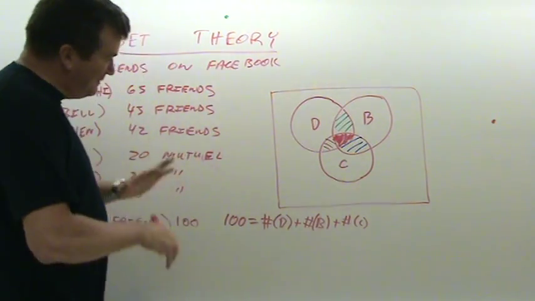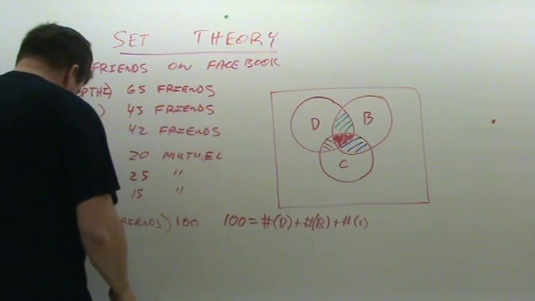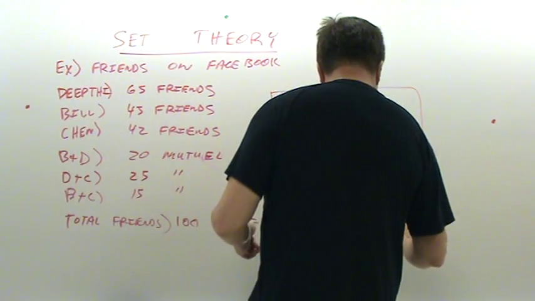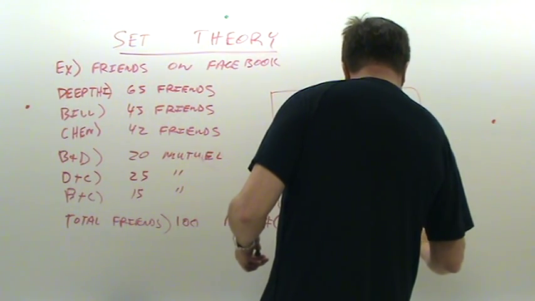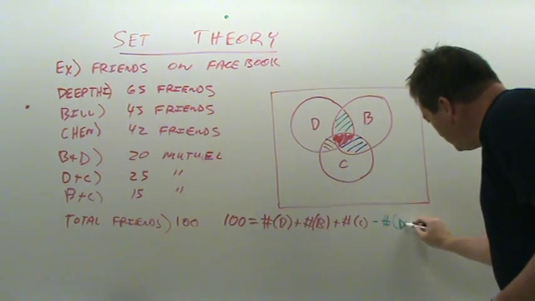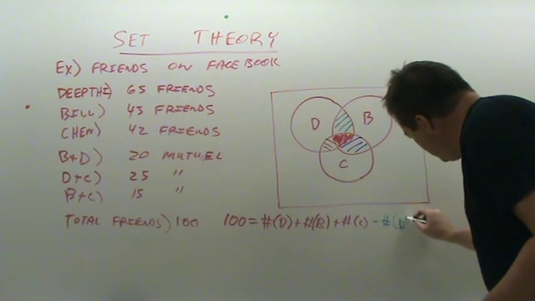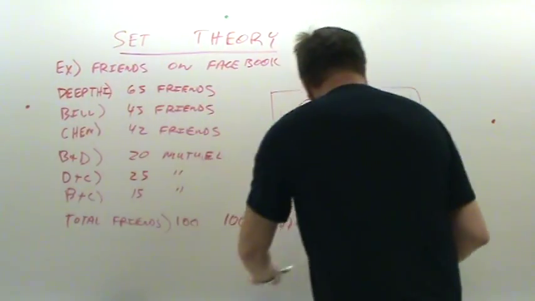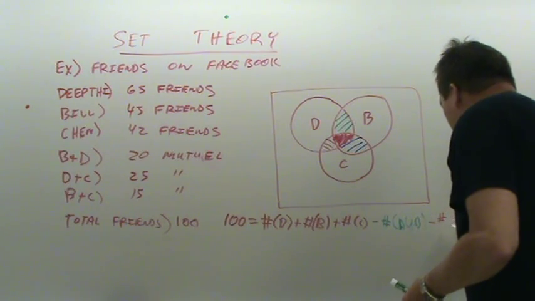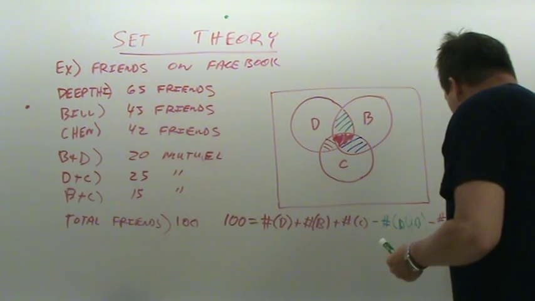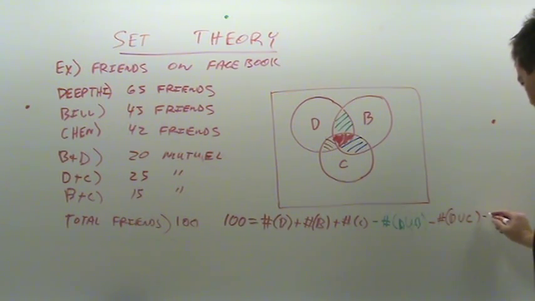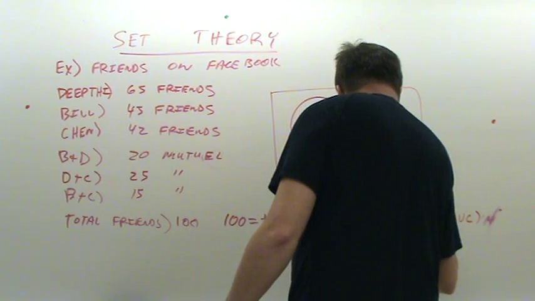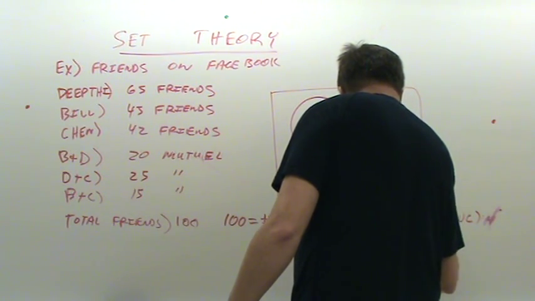So if we subtracted all the overcounts, if we said minus the number of people in D union B, minus the number of people in D union C, minus the number of people in B union C.